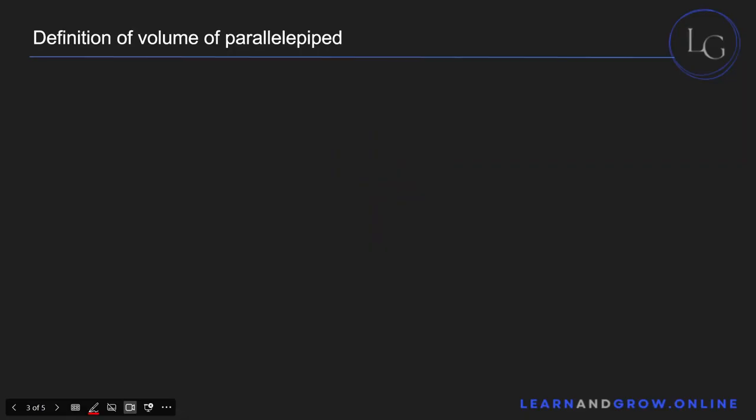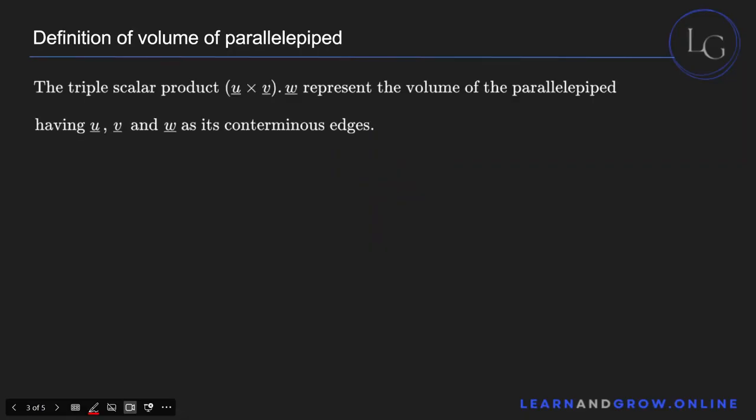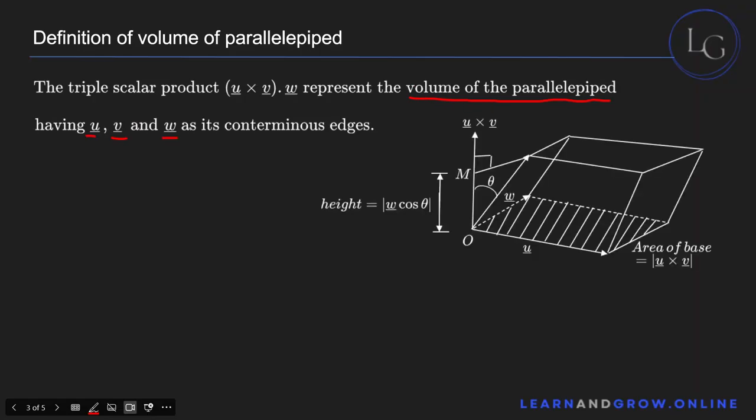Now let's see how you can define the volume of a parallelepiped. We've discussed earlier that the triple scalar product represents the volume of a parallelepiped having u, v, and w as its conterminous edges, right? So the vectors u, v, and w are basically the sides of the parallelepiped, and the triple scalar product will give you the volume. So let's see, this is the shape over here.